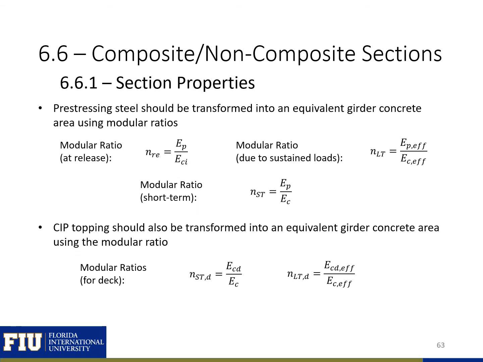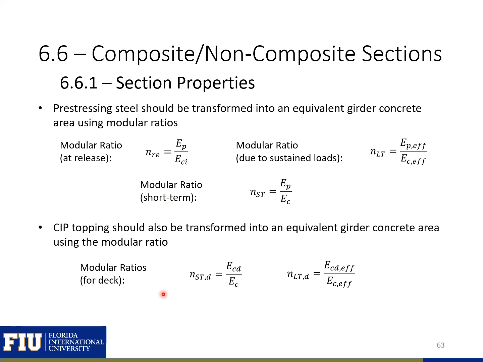To find these properties, we'll need several different modular ratios. We'll need to still transform our steel, our pre-stressing steel, into an equivalent concrete area. And for that, we'll need our modular ratio at release, our modular ratio due to our sustained loads, where we use our effective modulus for our pre-stressing in concrete, and then also our short-term modular ratio, which is just here the pre-stressing to our 28-day strength modulus. So modulus at release, again, we're using the release strength for our concrete.